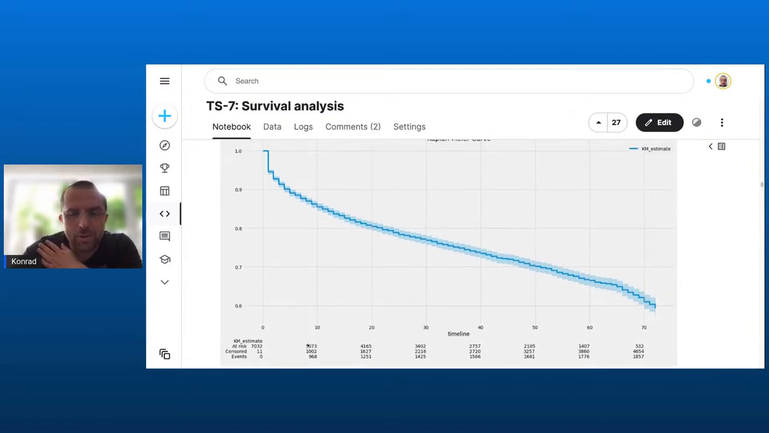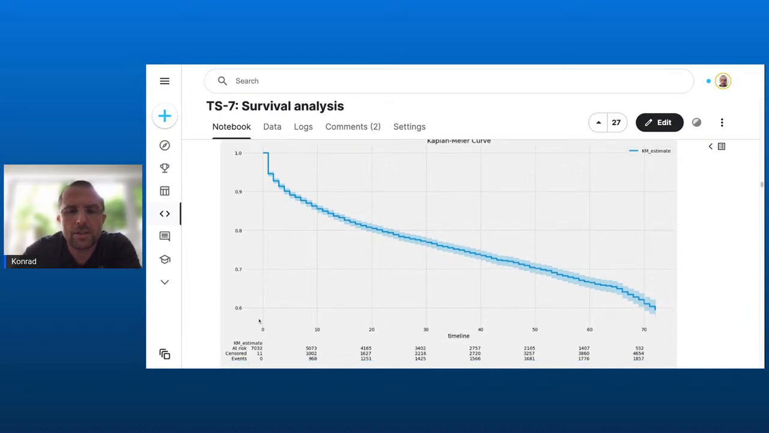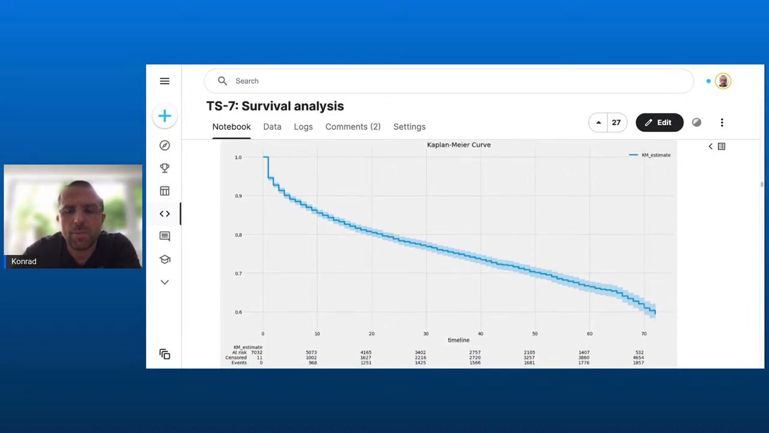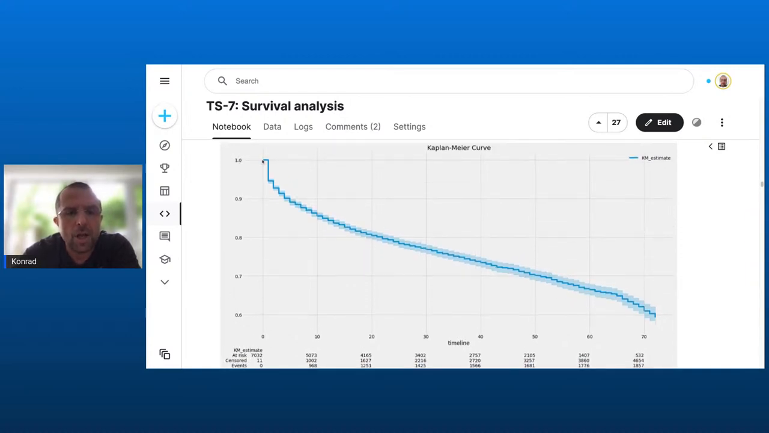What do we see on this graph? Stopping for a moment to interpret it is probably a good idea. On the horizontal axis, time. It ends at 70 because that is the maximal value of tenure that we've seen in sample, which means we don't know what happened for people who have been customers for longer than 70 months. Vertical axis is probability. And how do we interpret it?